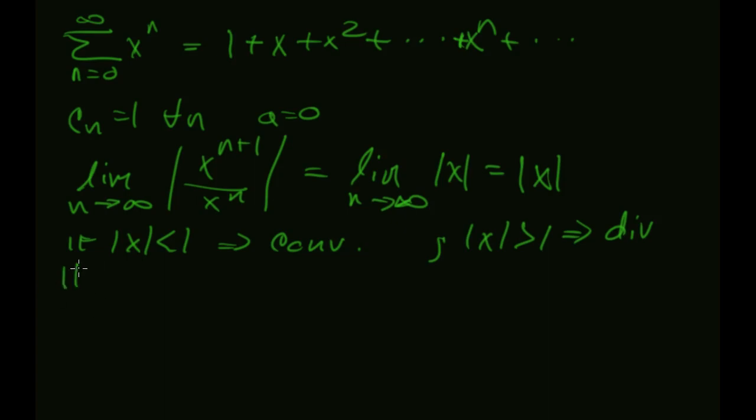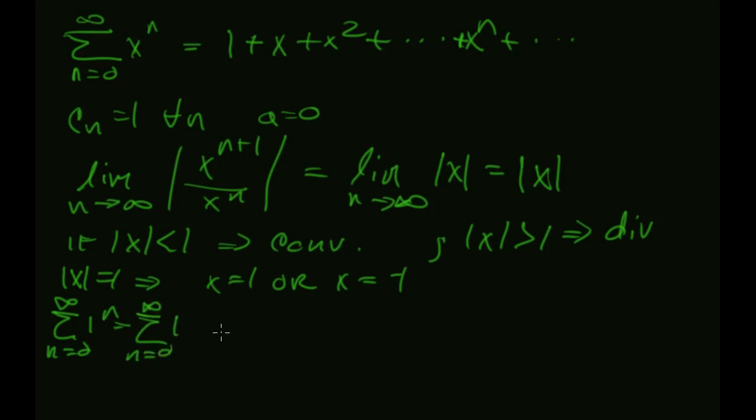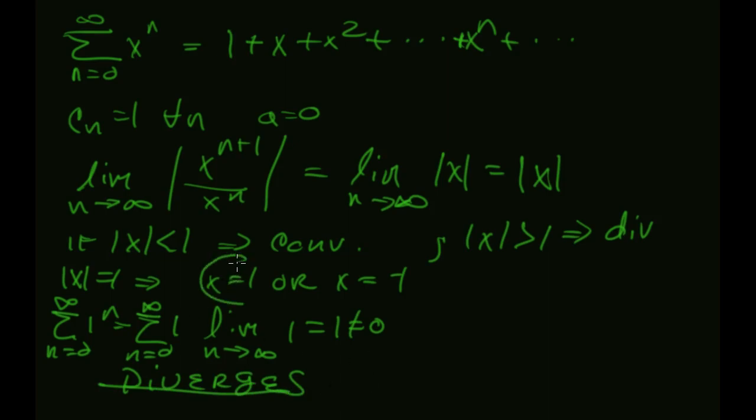Well, there's two possibilities. If the absolute value of x is equal to 1, this implies that either x is 1 or x is negative 1. So if we build the series and we let x equal 1, that's 1 to the n, the sum from n equals 0 to infinity. This is just like the series from n equals 0 to infinity of 1. Well, the limit as n approaches infinity of 1 is equal to 1, which is not 0. So by the divergence test, this thing diverges. So at 1, we diverge.